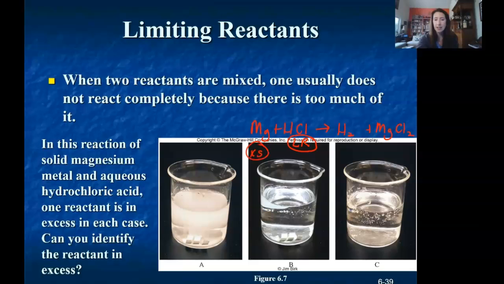See how I write it, excess? Because look, we've got extra of it. Now, the next case. Here I ran that exact same experiment again, but in this case, look, there's no magnesium left at the bottom. So that means we must have excess hydrochloric acid, and magnesium was our limiting reactant, because there's none left. Well, now we're going to learn how to do that with math.